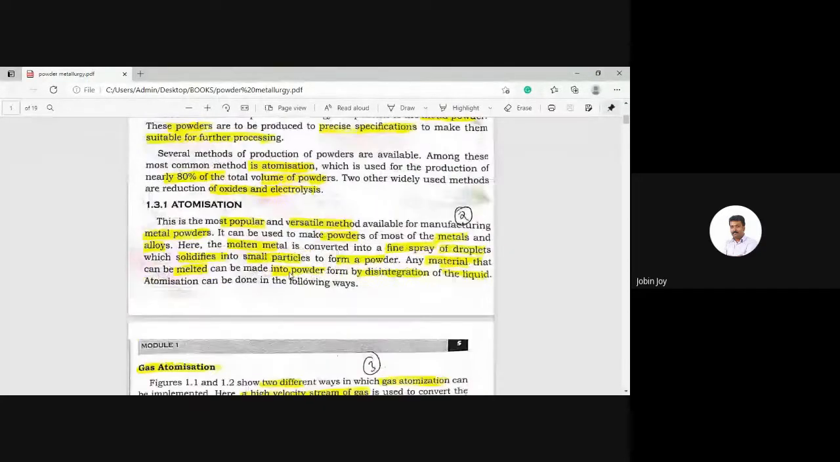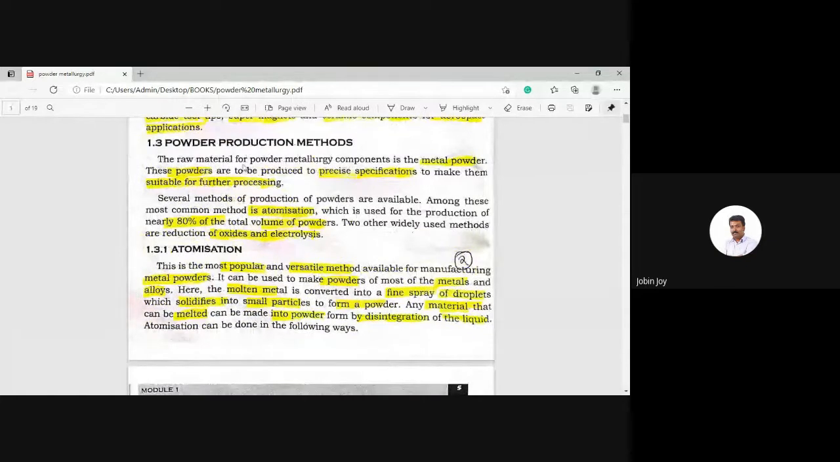So first of all, atomization means the powder production method. The first step in powder metallurgy is to produce the powder, fine powder, and atomization is the most common method for the preparation of powder. Nearly 80% of the total volume of powders is prepared with the help of atomization. Here the molten metal is converted into a fine spray of droplets, and that solidifies into smaller particles to form a powder. Any material that can be melted can be converted into powder form. That is the definition of atomization.